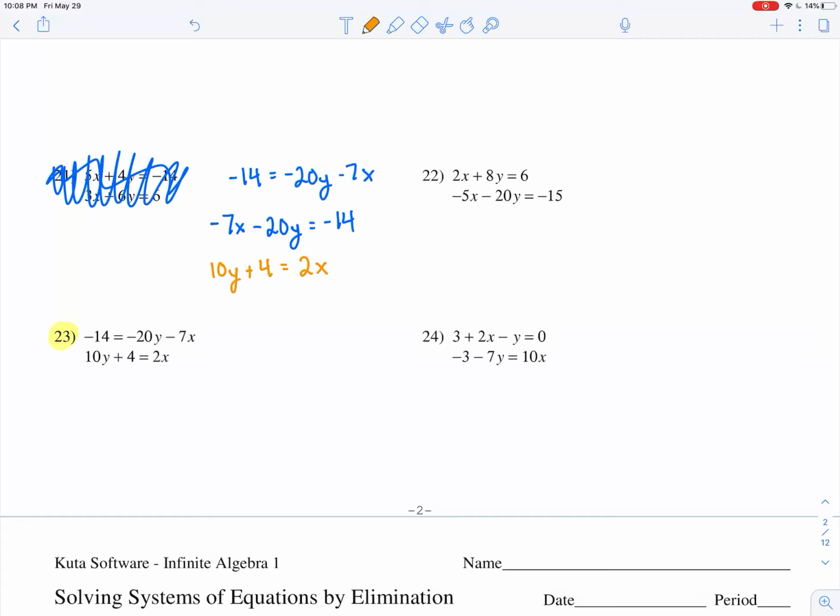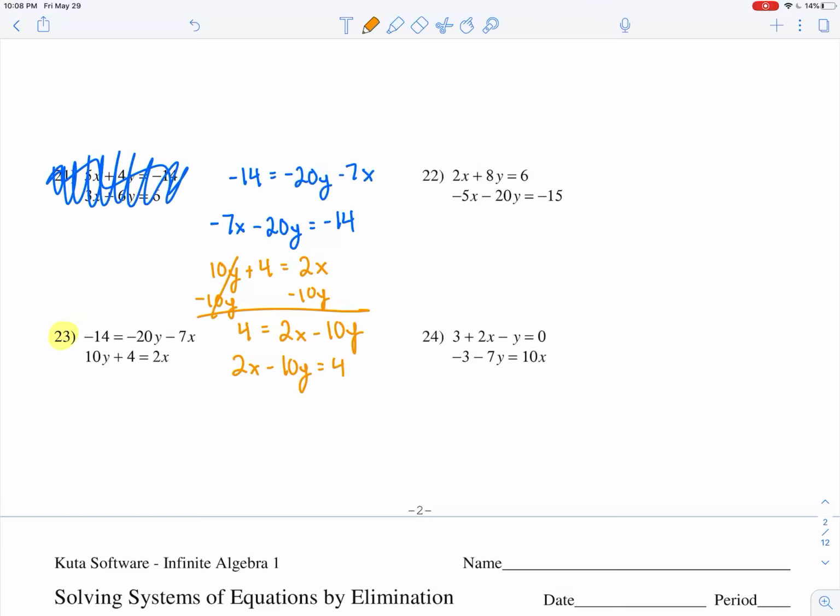So again, what I'm doing here is I'm just rewriting my equations so that they're a little easier to work with. So when I do this, these cancel out. I'm left with 4 is equal to 2x minus 10y. And if I want the orientations to match where my equal sign is on the right side, I can just rewrite it like this. 2x minus 10y is equal to 4. And now I have my two equations.